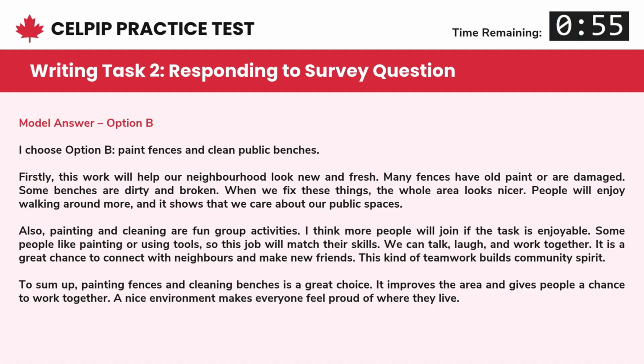The structure is easy to follow. There's one sentence at the start saying the choice, then two short body paragraphs with reasons and examples. The answer ends with a short conclusion. The style is semi-formal and polite, which is good for this survey task. The writer uses helpful linking words like firstly, also, and to sum up. These show how the ideas are connected.